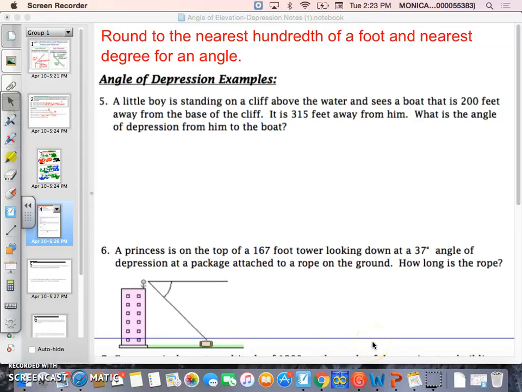Okay, so I promised that I would show you some more example problems. So these are angle of depression examples. Again, make sure your mode is in degrees. So we're going to talk about this little boy, and whew, scary.